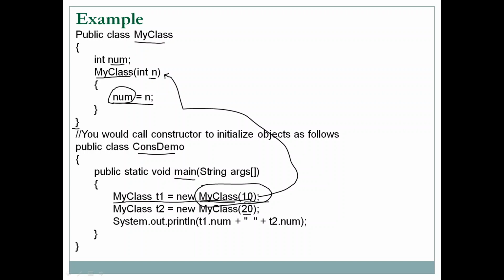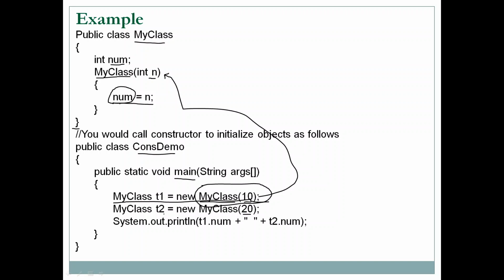Now one thing to remember here, t1 and t2 both are different objects, and both of these objects have their own variable num and constructor. They are not sharing variable num here, because instance variables are associated with the object. Every object has its own set of instance variables, and that is the reason when I store 10, this 10 is stored in the variable num of t1 object, whereas 20 is stored in the variable num of t2 object.